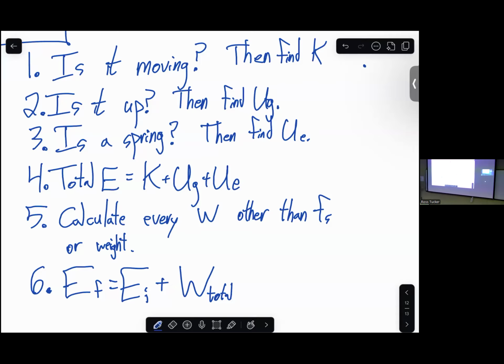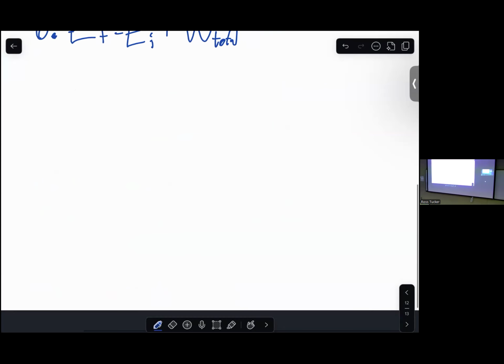Okay, I need to give you a U_E equation. Remember spring force, negative k x to be precise. Spring force is not constant. Spring force changes as the distance goes. If I stretch a spring a little bit, it's a small force. If I stretch a spring a lot, it's a big force.